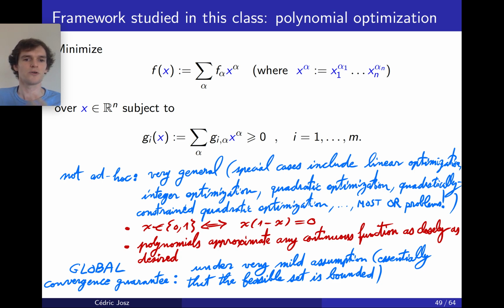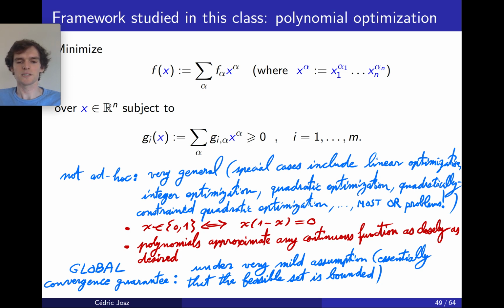And usually with polynomials, it's common to write it as non-negativity constraints. And the same thing here. We have the gi, which are the sum of coefficients times these monomials, x alpha. And what's nice is that this is very general. As I said, it includes many widely studied special cases, and it generalizes a lot of the theory that you might know about these. Like for instance, integer optimization. If you know of Sherali-Adams, basically Lasserre or this whole framework gives you a better understanding of what those methods really do.